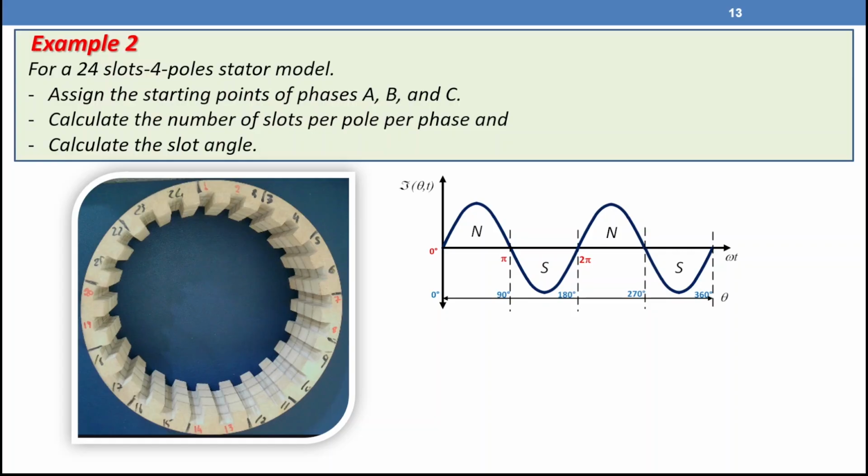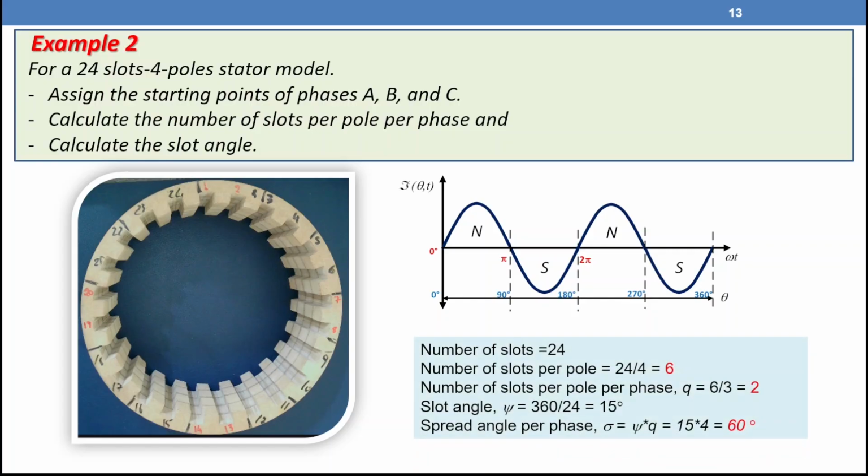Back to our example here. We have these values. Number of slots is 24. Number of slots per pole is 6 compared to the 2 pole is 12. Number of slots per pole per phase is 2 compared to the 2 pole is 4. Slot angle is the same 15 degrees, but the spread angle is 60 degree electrical. 60 degree electrical, same like 2 pole machine.